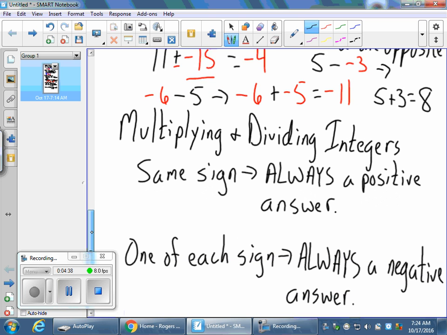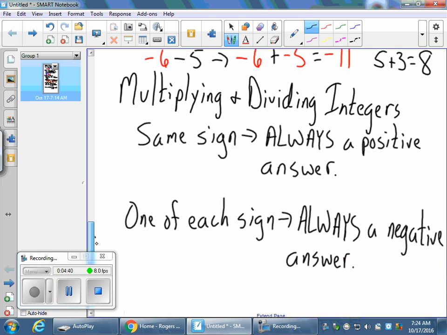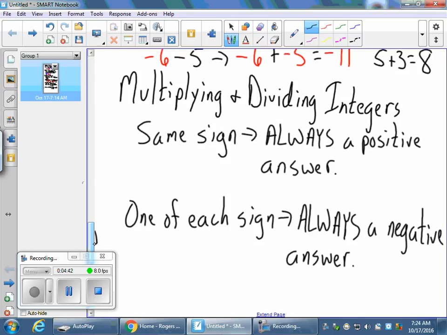And then moving on to multiplying and dividing integers. Multiplying and dividing have different sets of rules than adding and subtracting, but they're not hard to learn, even memorize. So when you have two numbers of the same sign, so let's start with 2 positive numbers, 2 times 1, you always have a positive answer. If the same sign means they're both negative, you're still going to have a positive answer.